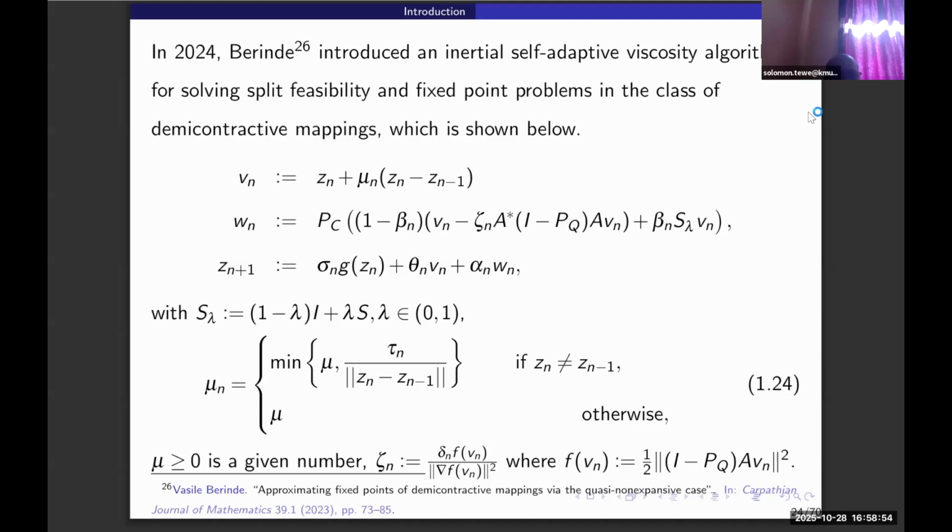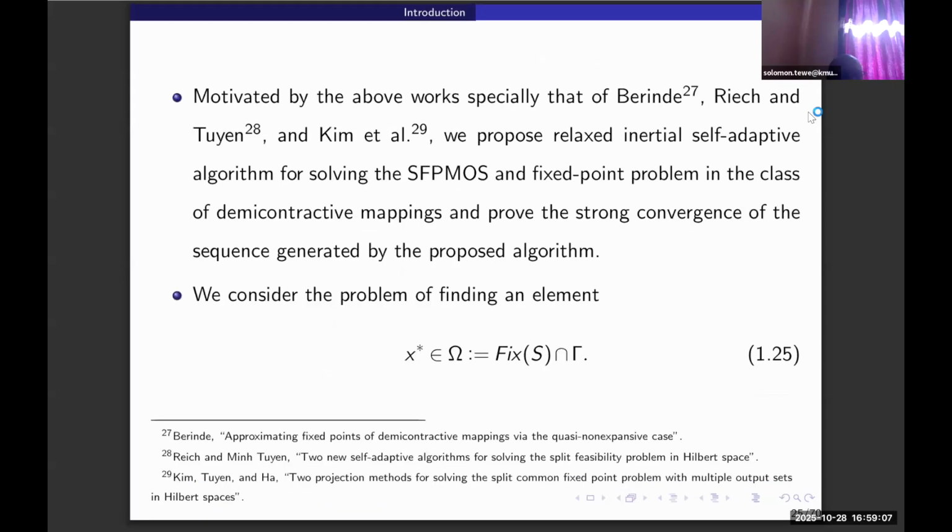So what we did is, instead of the split feasibility problem, we use the split feasibility problem with multiple output sets. So our algorithm is a little bit different. I will show you later. So we come up with a solution set. Our solution set is the set of fixed points of the mapping S, intersection the solution of the split feasibility problem with multiple output sets. Since the problem is a combination of fixed point and split feasibility with multiple output sets, our solution set will be the intersection of these two, as can be shown in equation 1.25.